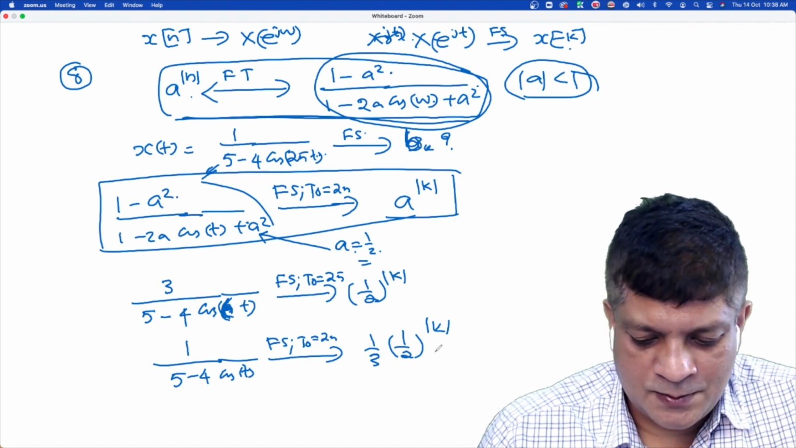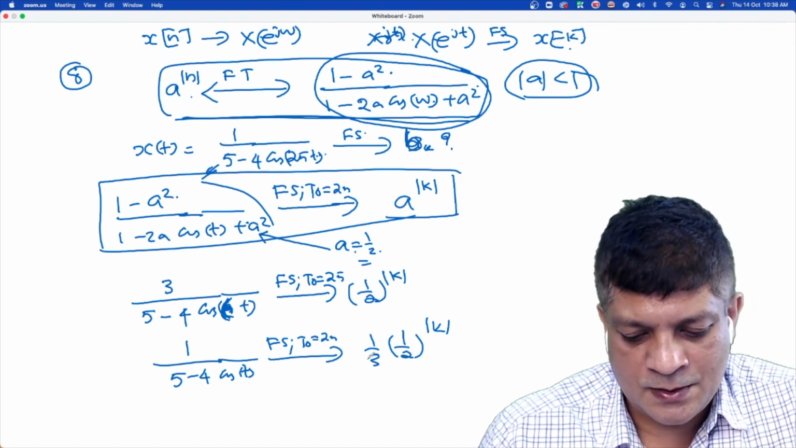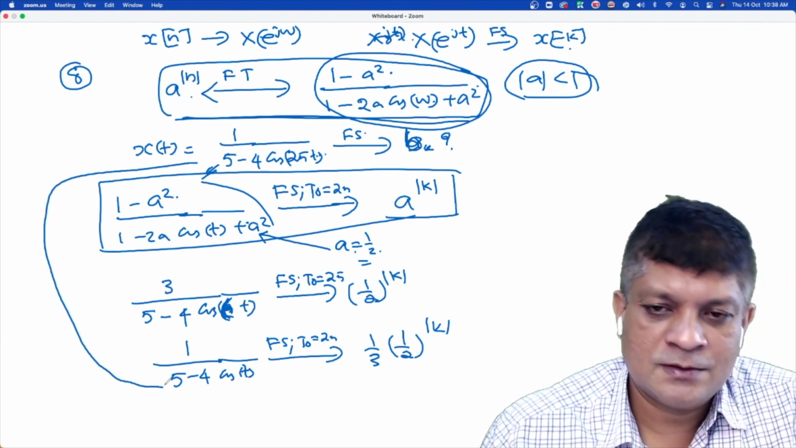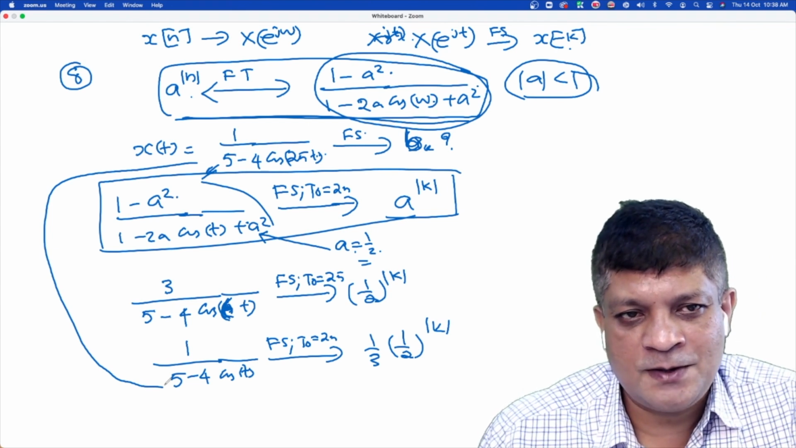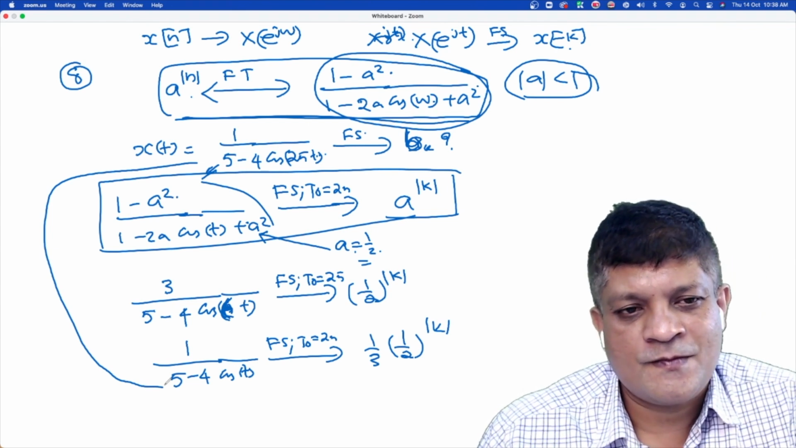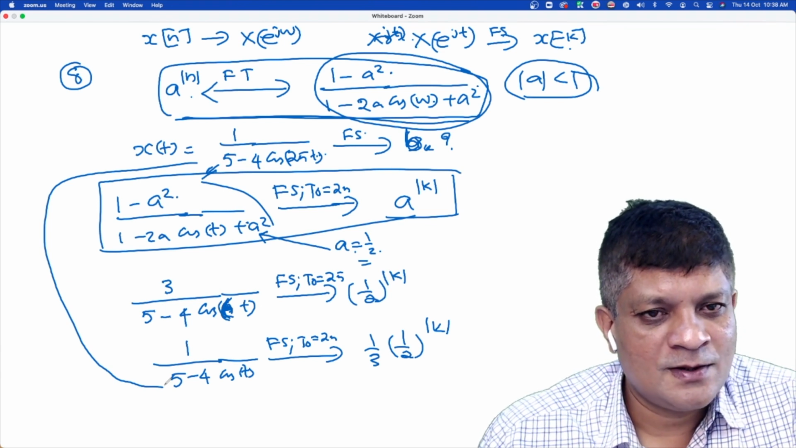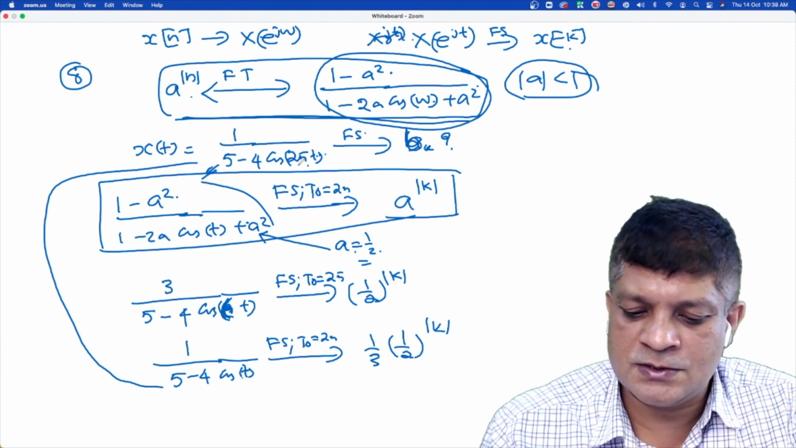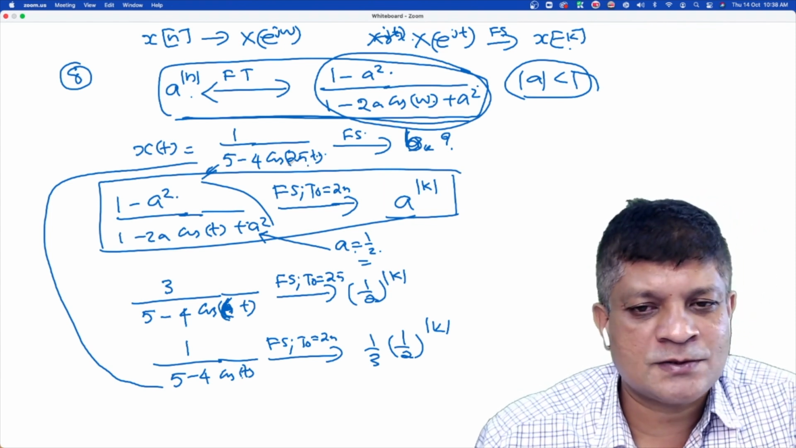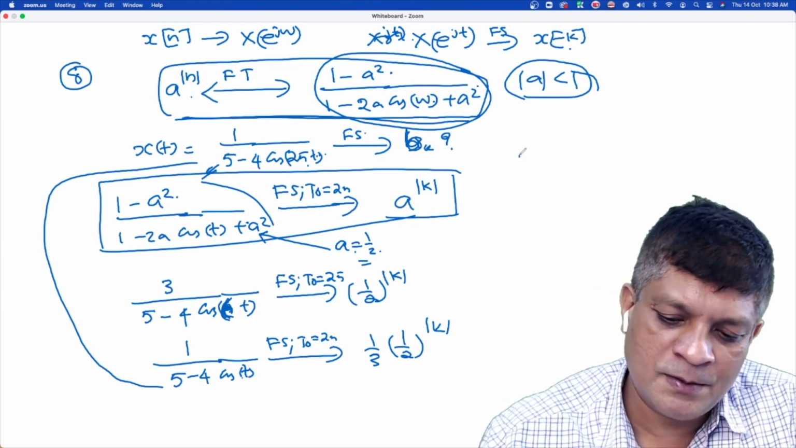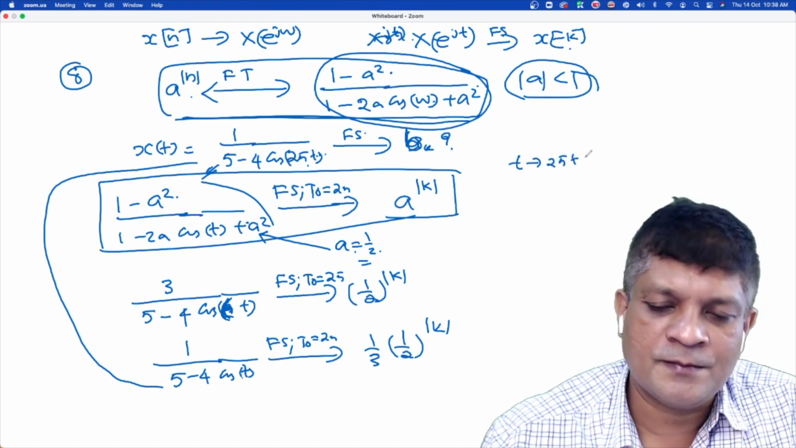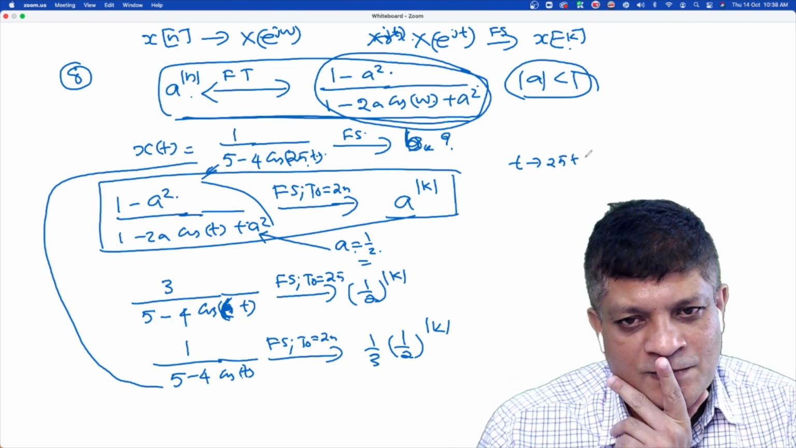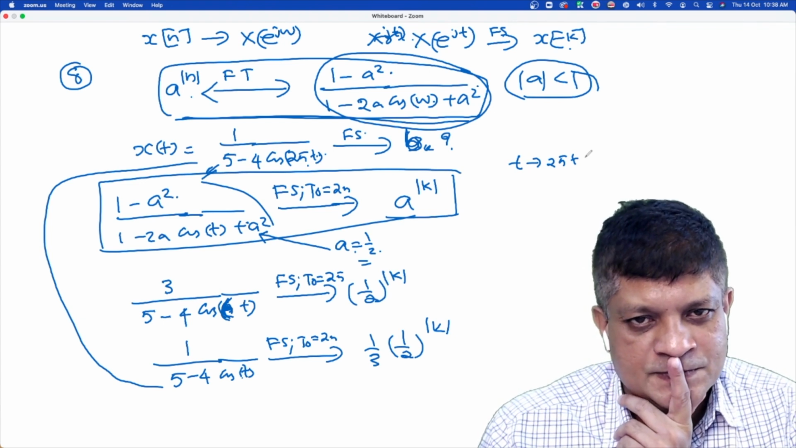Now, is it the result? Is it the final answer we require? No, there is something more to be done. What is that? Time scaling. Because if you look at these expressions, this is cos t and this is cos 2 pi t. That means we are scaling the signal by a factor of 2 pi. You are replacing t with 2 pi t. That is time compression by a factor of 2 pi, isn't it? What will happen to the Fourier series coefficients?